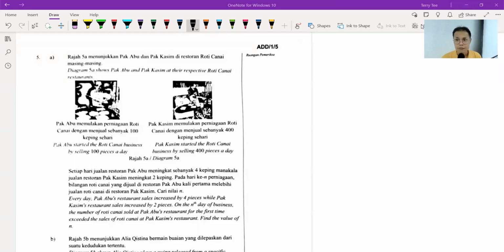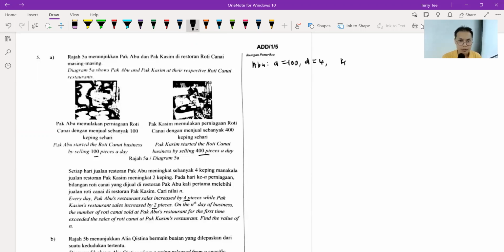Okay, number 5a, the first part is using progression to be exact, arithmetic progression. So here we have a diagram showing Pak Abu and Pak Kasim's respective roti canai restaurants. Pak Abu started roti canai business by selling 100 pieces a day. Pak Kasim started by selling 400 pieces a day. Now they say every day Pak Abu's restaurant increased the sales by 4, Pak Kasim increases by 2. So we can see here Pak Abu is a progression, right? Your a is 100, your d is 4. Yeah, it's an arithmetic progression. For Kasim, your a started off with 400, my d is 2.